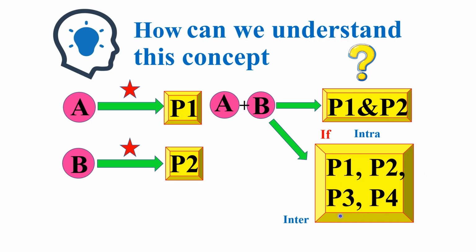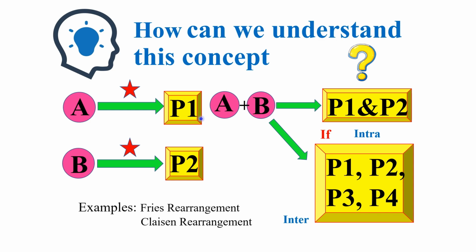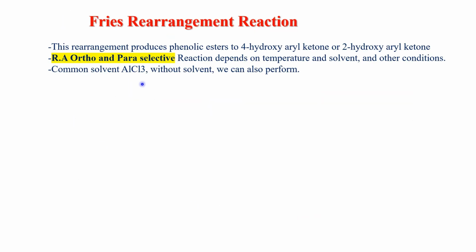There are four products formed. That means it is an intermolecular mechanism. This is the concept you have to understand. Then I can give examples: the Fries rearrangement reaction and the Claisen rearrangement reaction. The Fries rearrangement converts phenolic esters to 4-hydroxyaryl ketones or 2-hydroxyaryl ketones.